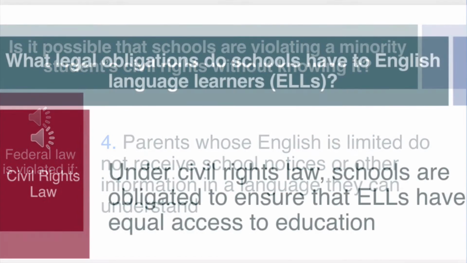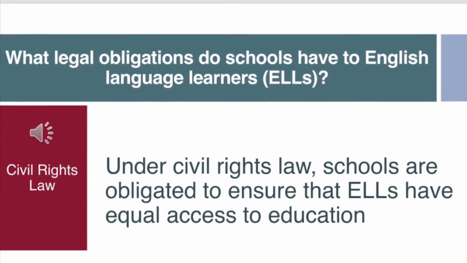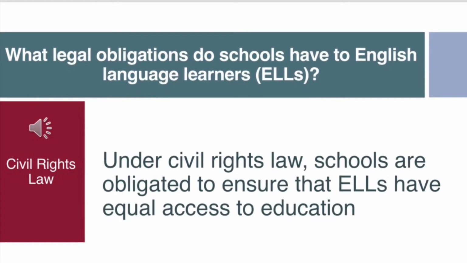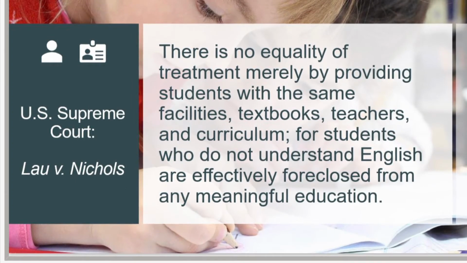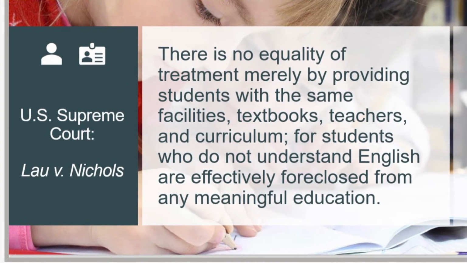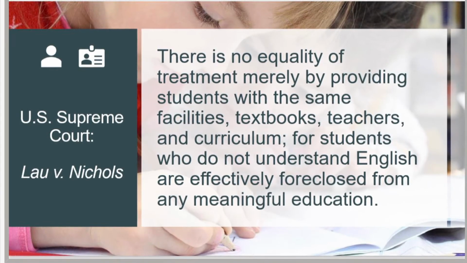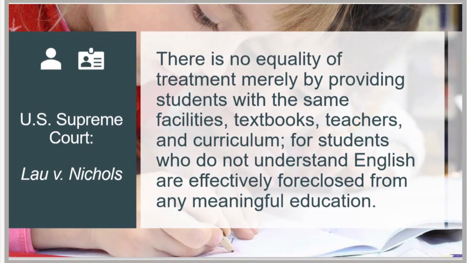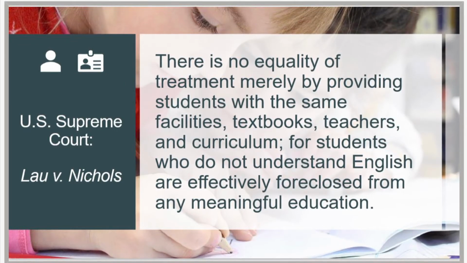So what legal obligations do schools have to English language learners? Civil rights law says that schools are obligated to ensure that ELLs have equal access to education. In the Supreme Court case of Lau versus Nichols, arose this statement. I want to read it. There is no equality of treatment merely by providing students with the same facilities, textbooks, teachers, and curriculum. For students who do not understand English are effectively foreclosed from any meaningful education. I think that quote is powerful.